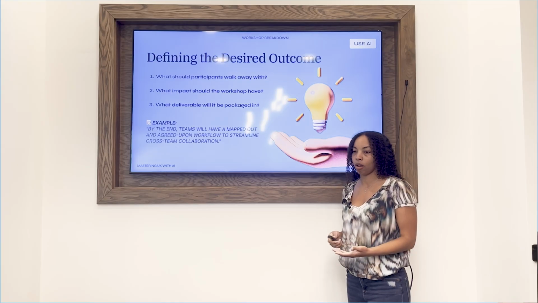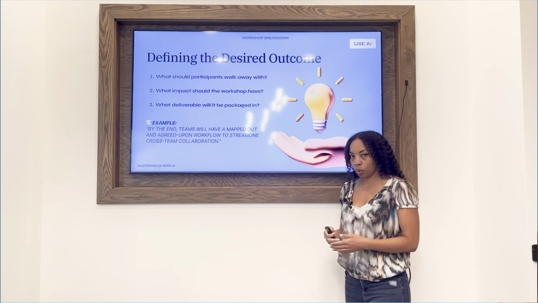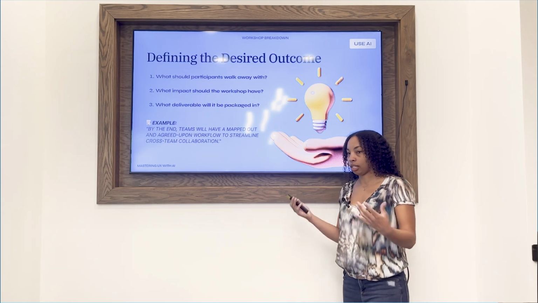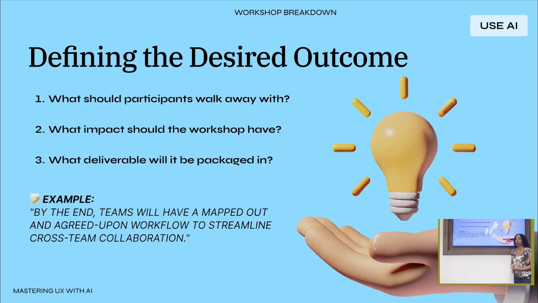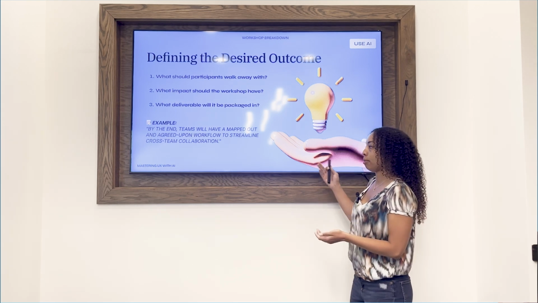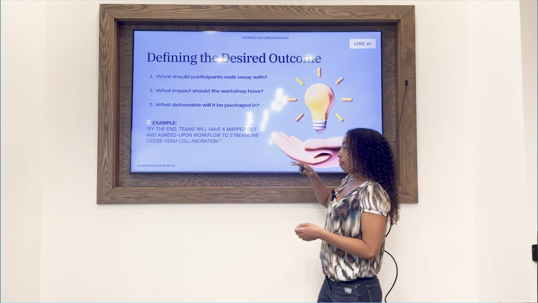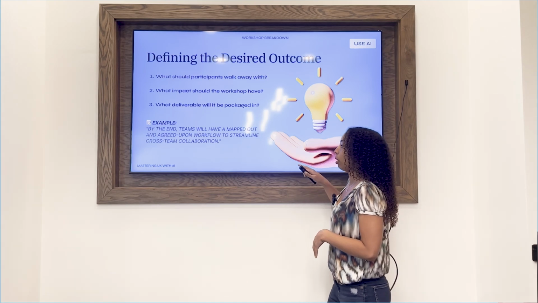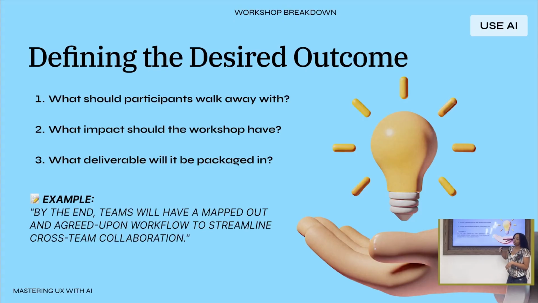If you have a template of what you're going to hand it over in, showing them the template with some dummy data is also super helpful so they can have a visual. A lot of people in this space, our clients, are visual learners, which is great because we're visual people. So if you can show them what it looks like, even better. So for example, you might say, by the end, teams will have a mapped out and agreed upon workflow to streamline cross-team collaboration, right? So that could be something that your client is going to get.